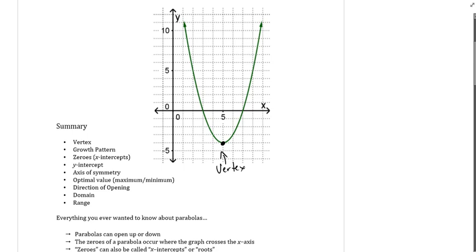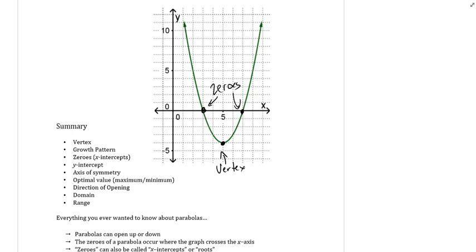The growth pattern, we'll get to this a little bit more in a minute, but the growth pattern has to do with the reason why this looks the way it looks and what makes it a quadratic relation. Okay, so first of all, well, we're going to see that in the next one. So let's come back to growth pattern. We'll look at it after. The zeros, or the x-intercepts, here they are. So they are where the parabola crosses the x-axis.